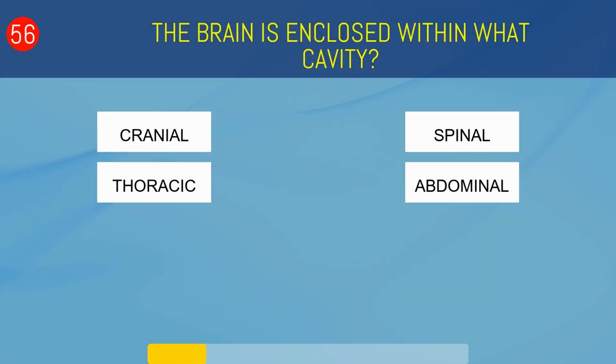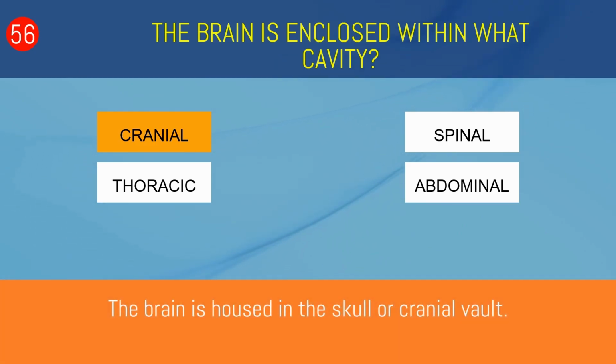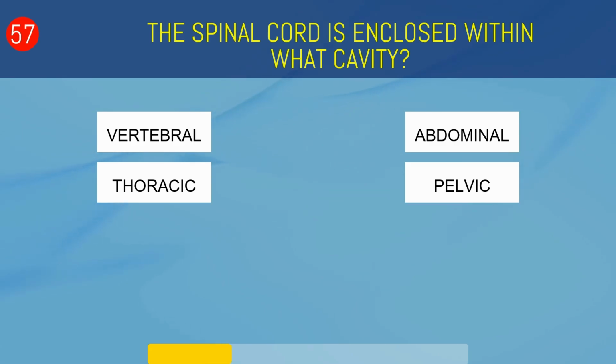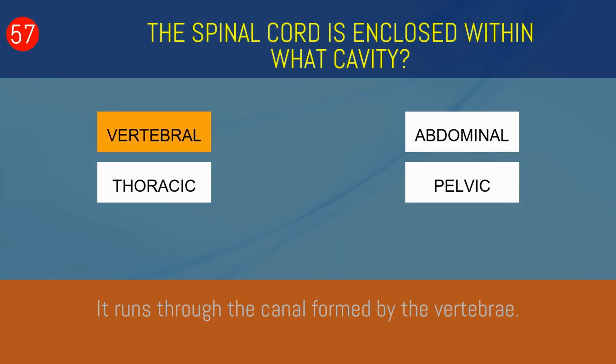The brain is enclosed within what cavity? Cranial, thoracic, spinal, or abdominal? Cranial. The brain is housed in the skull or cranial vault. The spinal cord is enclosed within what cavity? Vertebral, thoracic, abdominal, or pelvic? Vertebral. It runs through the canal formed by the vertebrae.